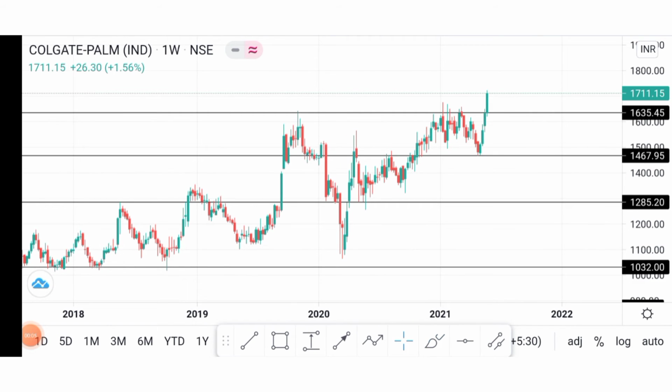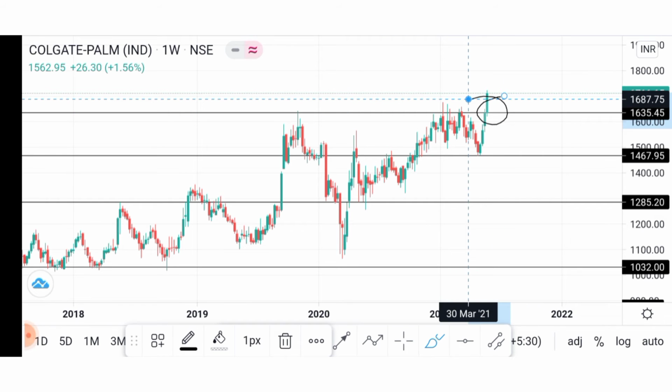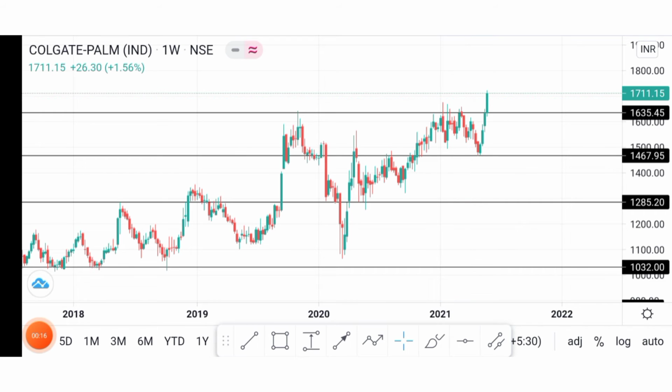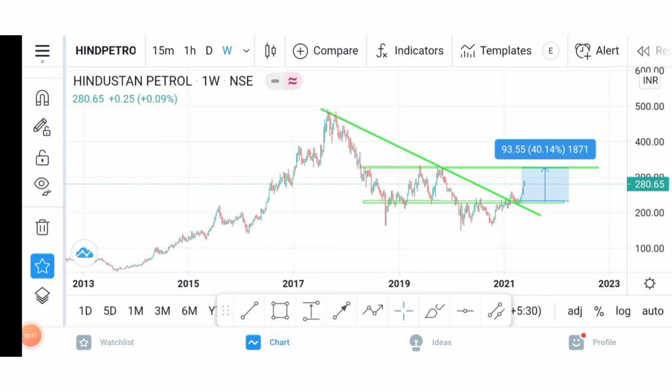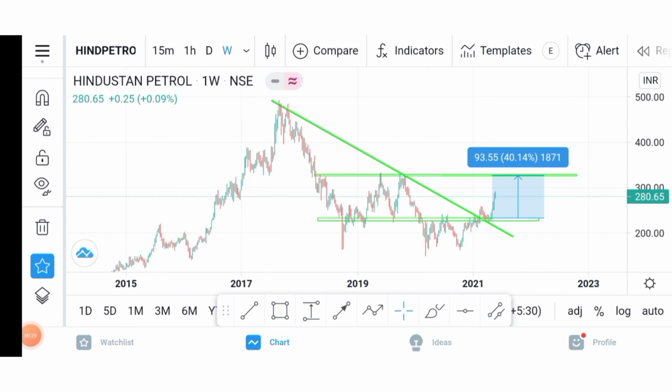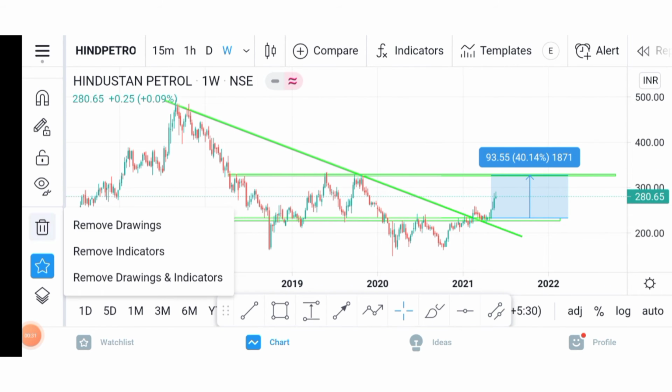Quick update, it has just crossed the resistance. We can go with Colgate, it's good, it has just given a breakout. Should we make another example? Okay, let's quickly get to another example. Now let's go with Hindustan Petroleum. I have done some analysis, I'll just remove them.